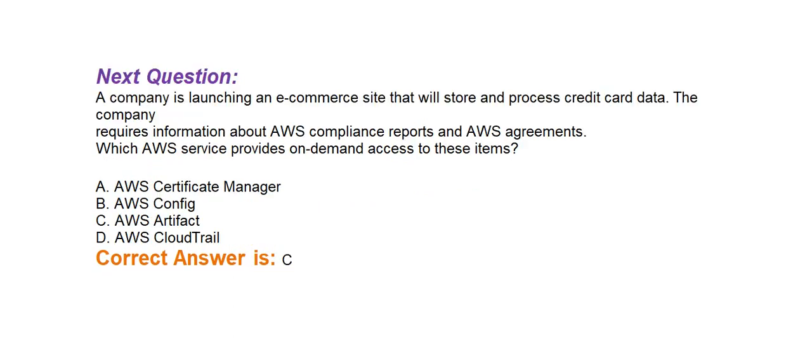Next question is, a company is launching an e-commerce site that will store and process credit card data. The company requires information about AWS compliance reports and AWS agreements. Which AWS service provides on-demand access to these items? Option A, AWS Certificate Manager. Option B, AWS Config. Option C, AWS Artifact. Option D, AWS CloudTrail. Correct answer is option C, AWS Artifact.